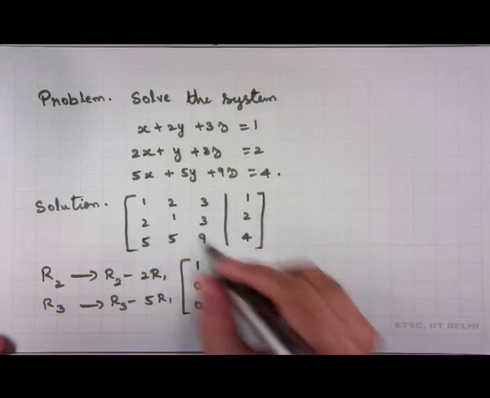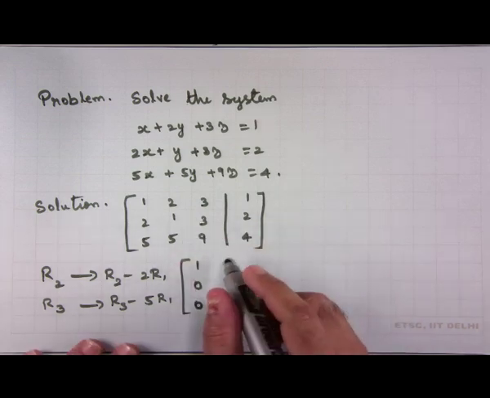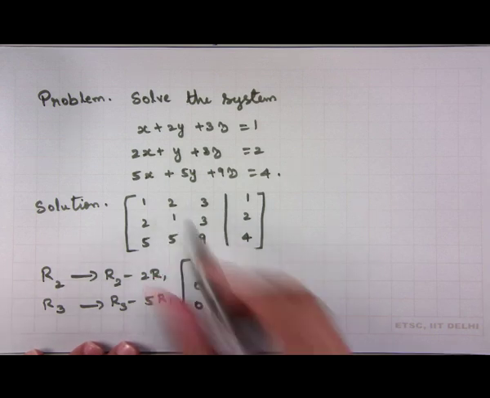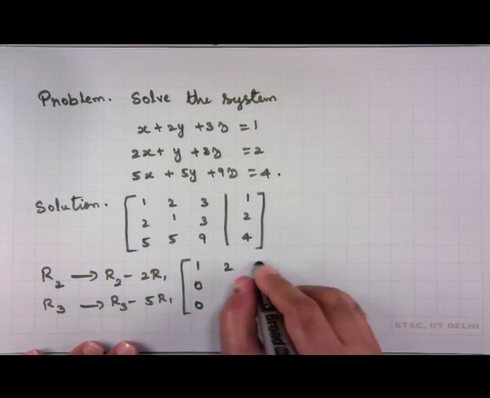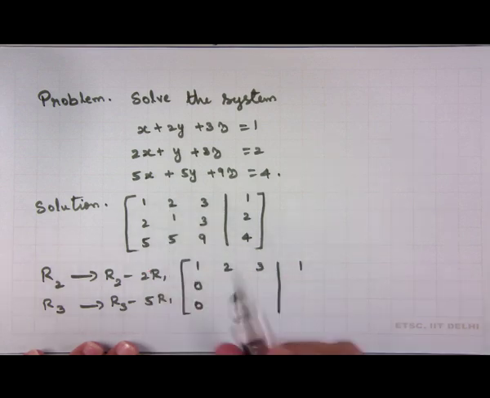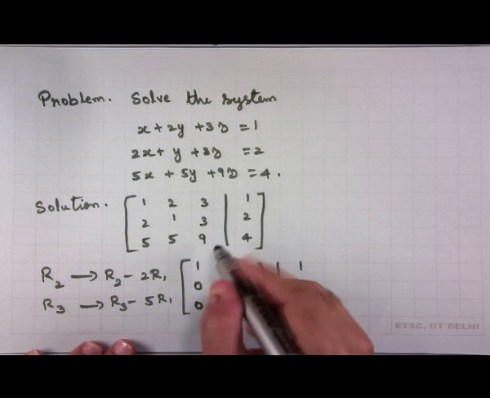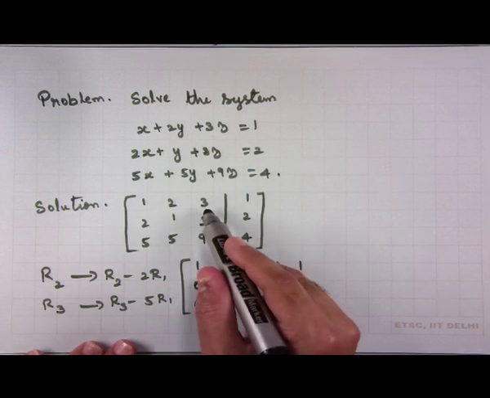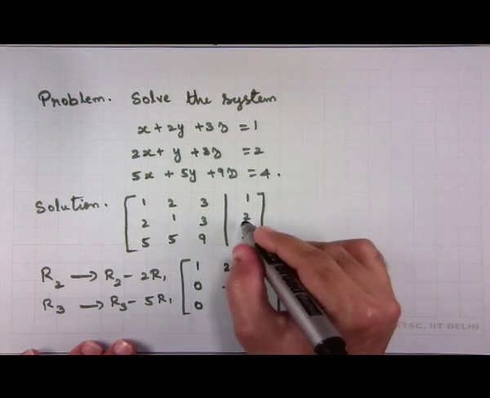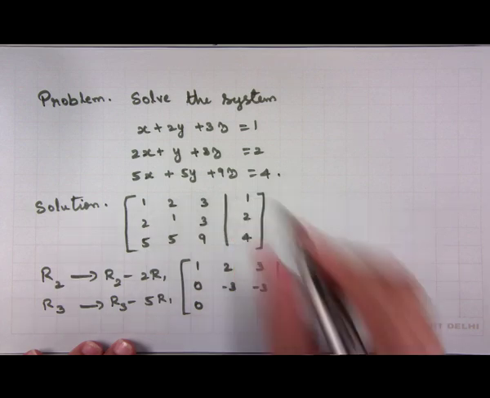Right. Second column R 2, which is 1 minus 2 times 2, which is 1 minus 4. First row remains as it is 2 1 2 3 and 1. So, 1 minus 4 will give me minus 3, 3 minus 2 times 3, which is 3 minus 6, which will give me minus 3, 2 minus 2 into 1, which is 2 minus 2, which will give me 0.